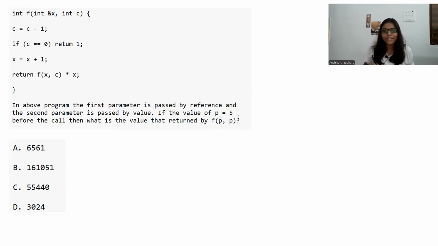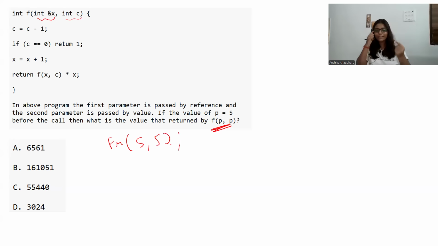Right, if the value of P is 5 before the call, then what is the value returned by f(p, p)? So here, the first parameter is passed by reference and the second is passed by value, right? And we are calling this function by passing p. So initially we have the call f(p, p), that means 5 comma 5, and it will come here. Now c assign c minus 1. In place of c, what do we have? 5 only. So it will become 5 minus 1, that means 4.